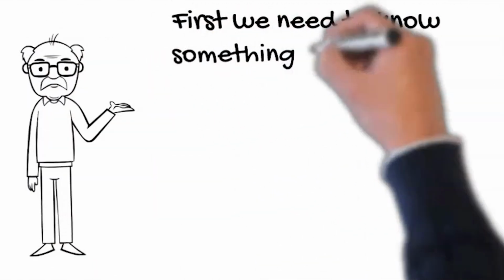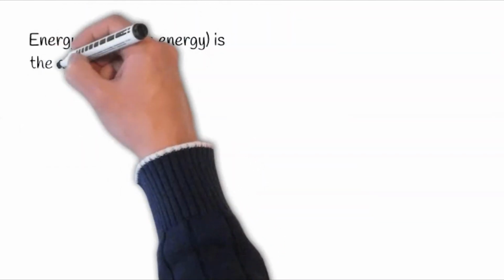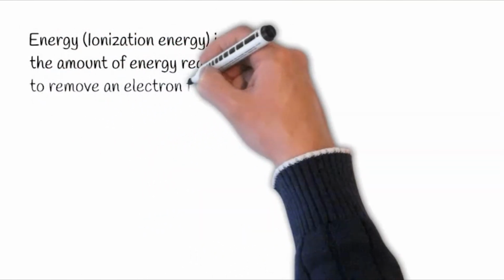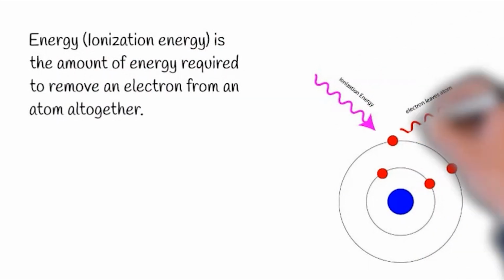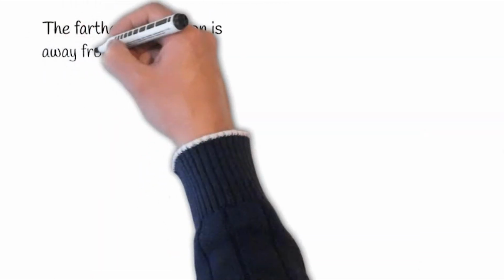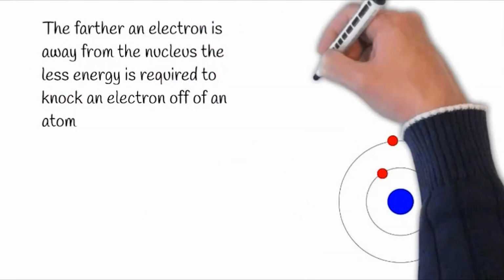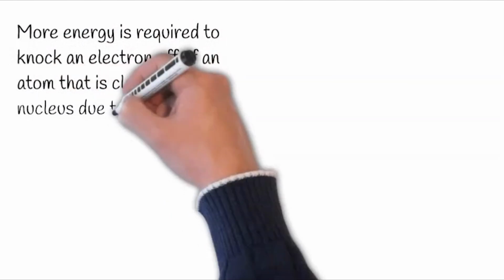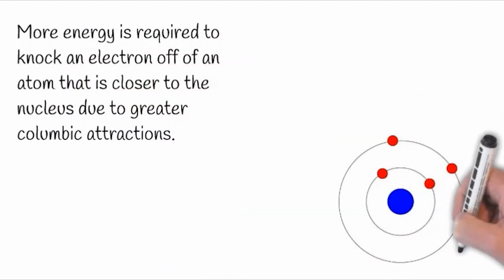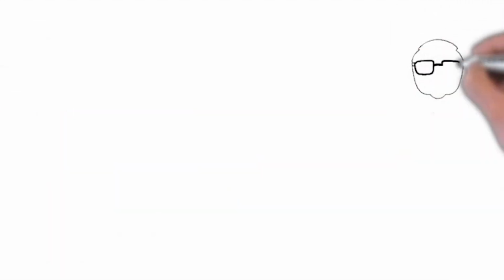First, we need to know something about ionization energy. Ionization energy is really just the amount of energy required to remove an electron from an atom altogether. The farther an electron is away from the nucleus, the less energy is required to knock an electron off the atom altogether. However, more energy is required to knock an electron off of an atom that's closer to the nucleus due to the greater Coulombic attractions.